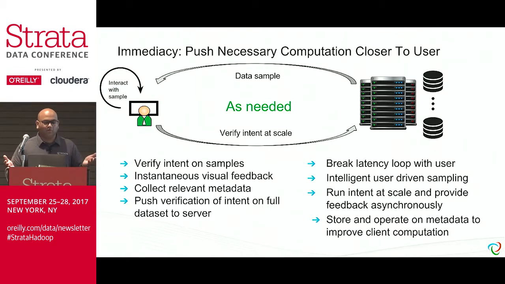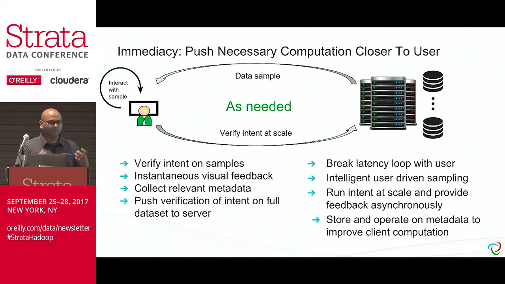So for immediacy, essentially what we need is to push only the necessary computation closer to the user. And what I mean by this is a user doesn't have to constantly interact with the application on the server. If you push enough computation onto the client, the user can iterate in the client itself without contacting the server, on samples of the data set, not the complete data set. And so the onus is on the application and the server to generate intelligent user-driven samples. The client then is able to close this loop with the user. So a user now has immediacy, assuming the client engine is powerful enough.